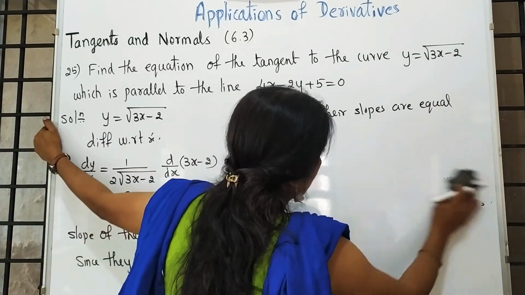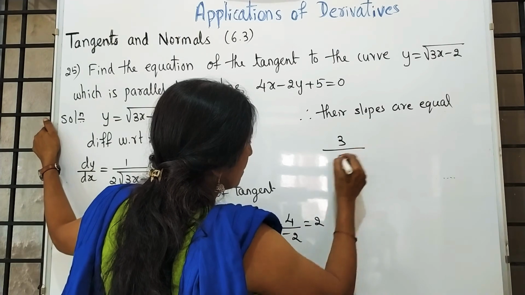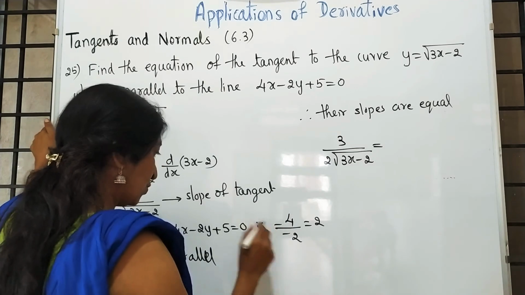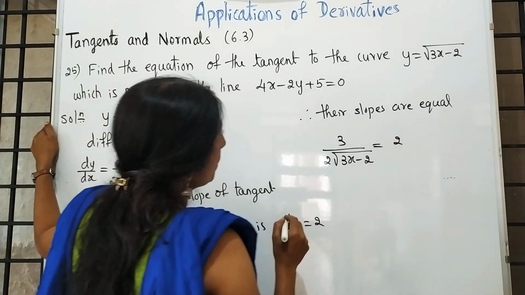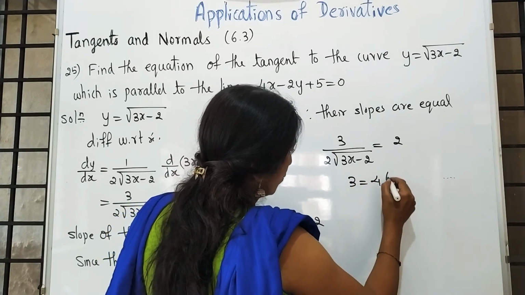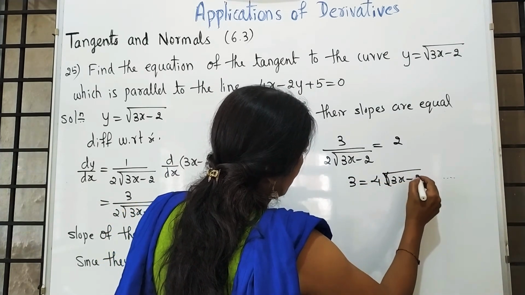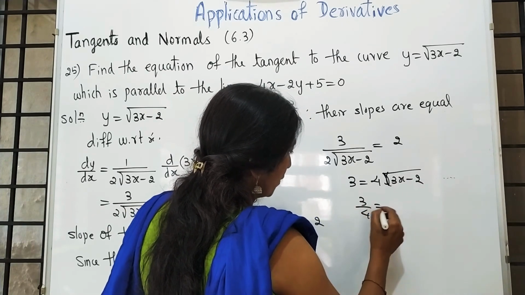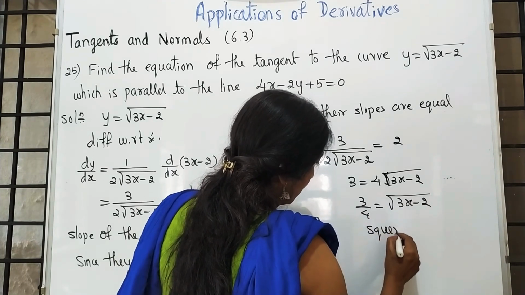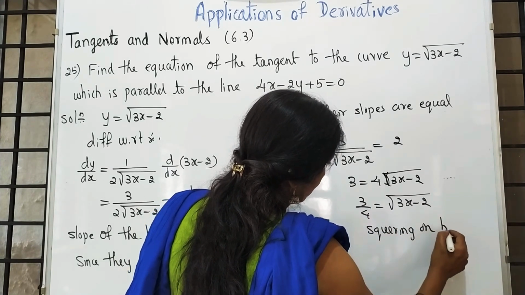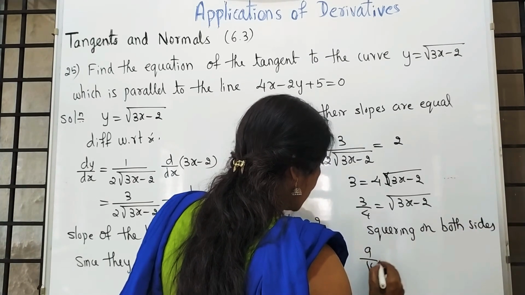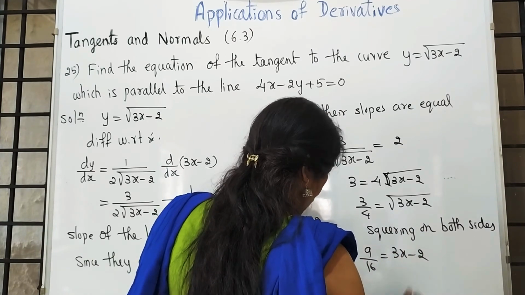We calculated it is 3 upon 2 into root of 3x minus 2 is equal to, here it is 2. Now when you cross multiply, 3 is equal to 4 into root of 3x minus 2, or 3 by 4 is equal to root of 3x minus 2, squaring on both the sides, 9 by 16 is equal to 3x minus 2.